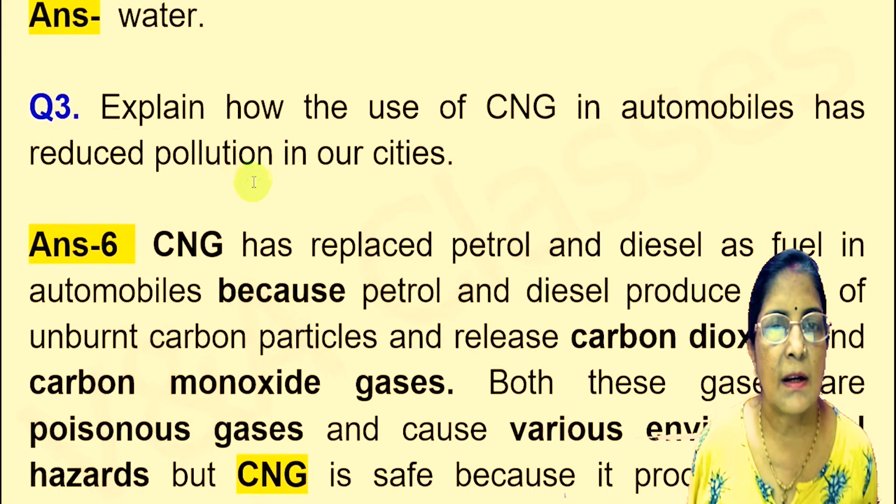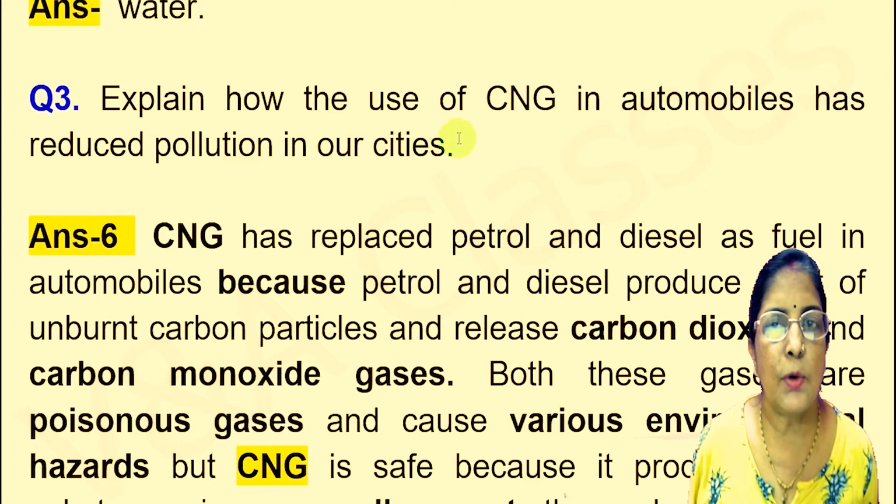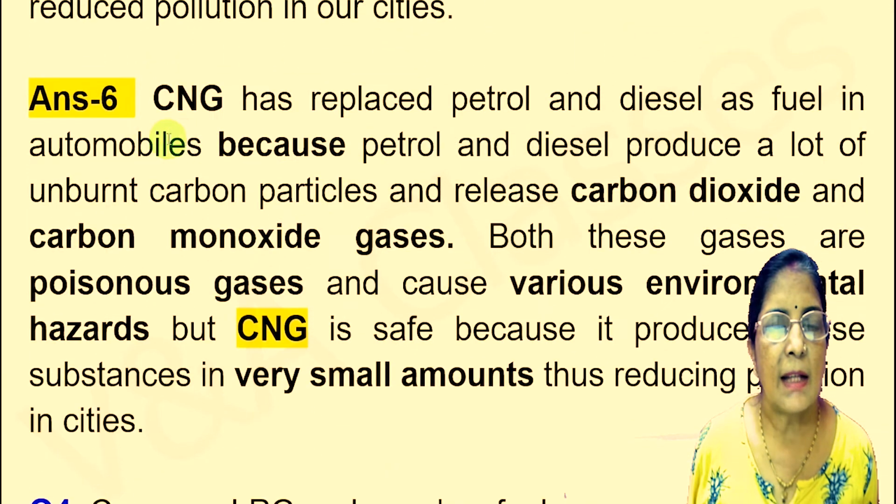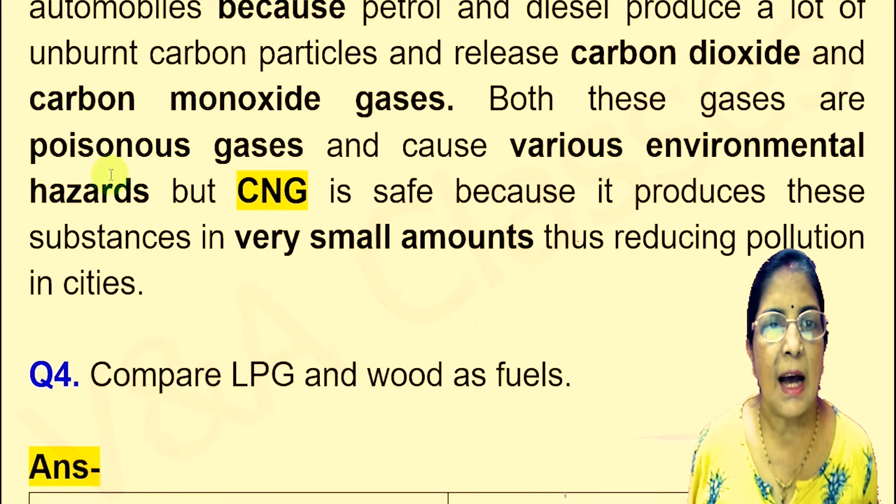Now next question, explain how the use of CNG in automobiles has reduced pollution in our cities. Answer, CNG has replaced petrol and diesel as fuel in automobiles because petrol and diesel produce a lot of unburnt carbon particles and release carbon dioxide and carbon monoxide gases. Both these gases are poisonous and cause various environmental hazards. But CNG is safe because it produces these substances in very small amounts, thus reducing pollution in cities.